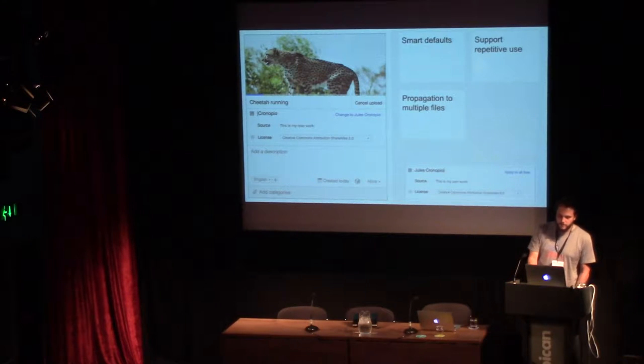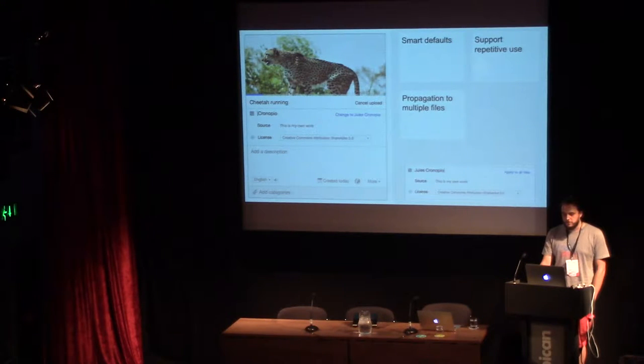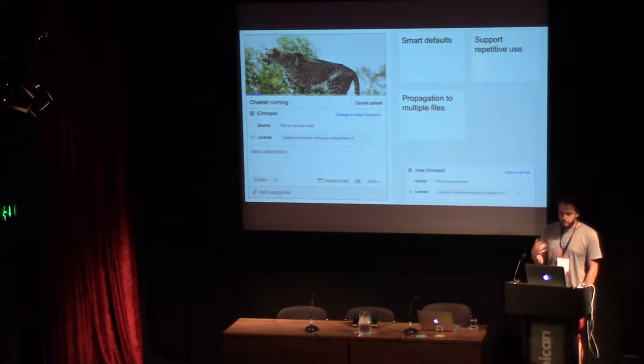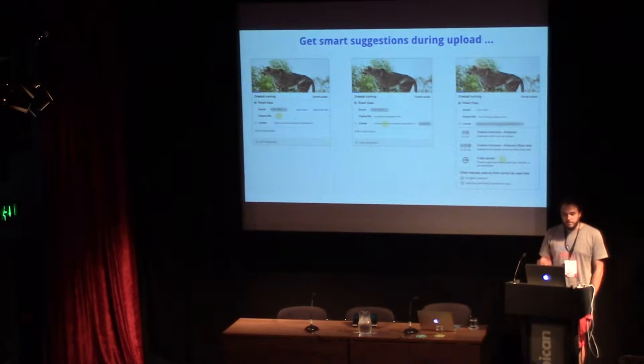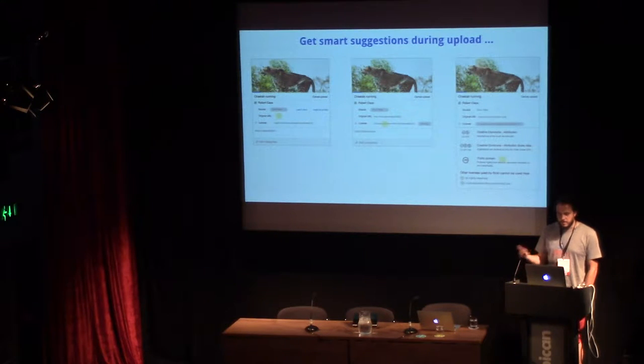We also want to have smarter defaults, to have better tools to propagate similar information between multiple files being uploaded in the same batch. And we want to support people coming back to the wizard and finding settings the way they left it the last time they used it, and similar smarter ways to improve the process for users so that they don't have to spend as much time entering the information. And we also want to work on providing smart suggestions during the upload based on the file, based on what the user has done before, again, to try and just make that whole process a lot faster.